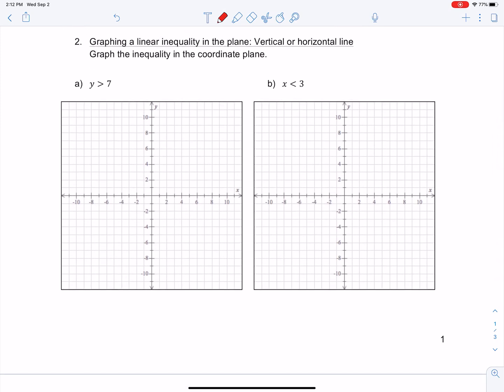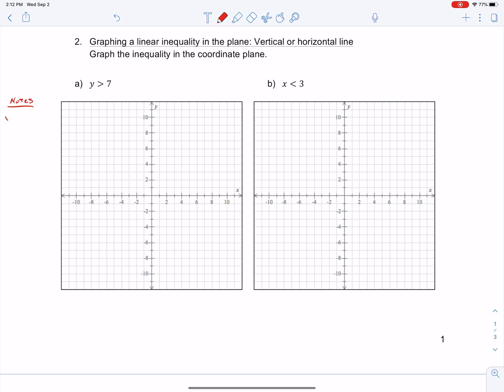So number 2 says graphing a linear inequality in the plane. This huge box here with the x and y axis is just the plane. We're going to be looking at vertical or horizontal lines. Again, we've already had a little bit of an introduction into vertical and horizontal lines in our previous sections. But we want to have a little bit of notes here that's going to help us with graphing these lines. So let's have our notes here.